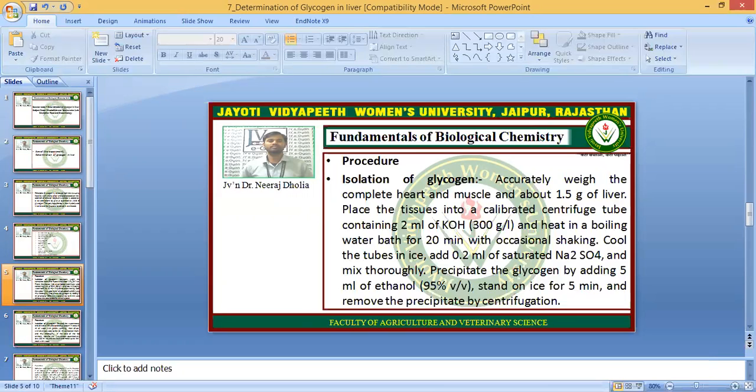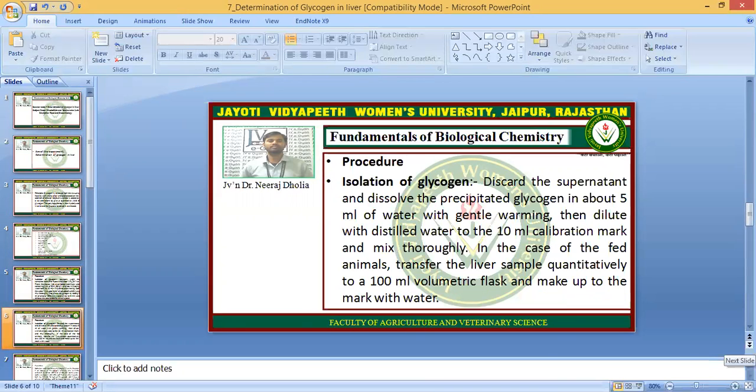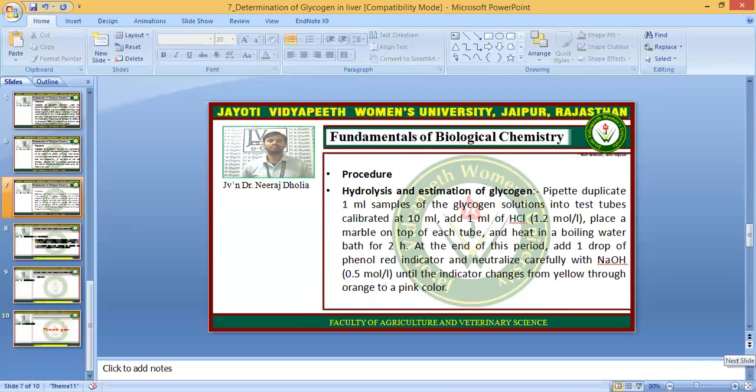Precipitate the glycogen by adding 5 ml of ethanol and stand on ice for 5 minutes, and remove the precipitate by centrifugation. Then discard the supernatant and dissolve the precipitated glycogen in about 5 ml of water with gentle warming. Then dilute with distilled water to the 10 ml calibrated mark and mix thoroughly. In the case of fed animals, transfer the liver samples quantitatively to a 100 ml volumetric flask and make up to the mark with water.